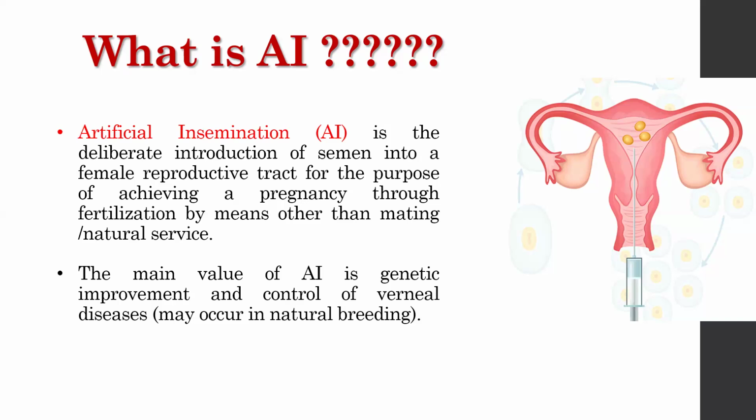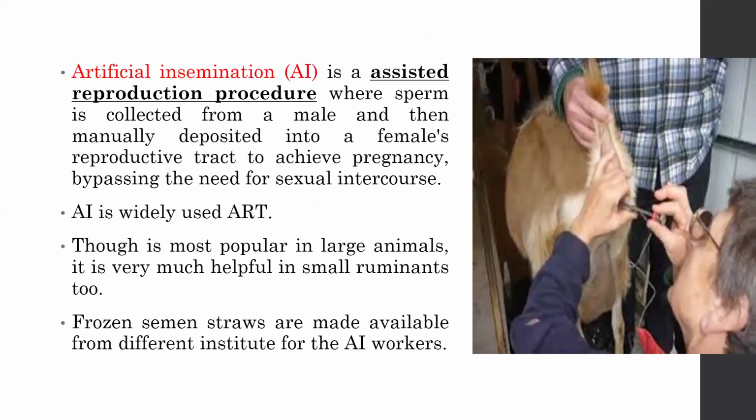If the genetics of the population improve and the animal population improves, it will correspondingly satisfy human needs also. Artificial insemination is one of the most popular, widely used artificial reproductive techniques. It is very successful in large animals, and it is very helpful in small ruminants too. It is an assisted reproduction procedure where sperm is collected from the male and then manually deposited into the female to achieve pregnancy by bypassing sexual intercourse.